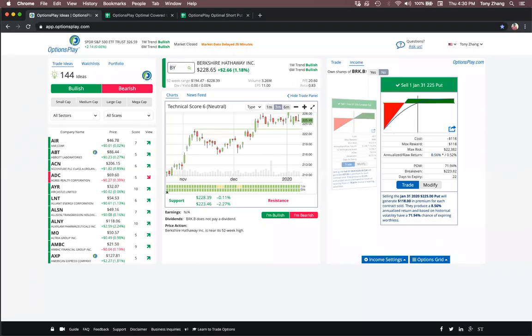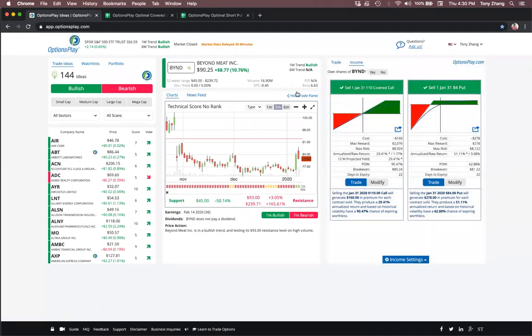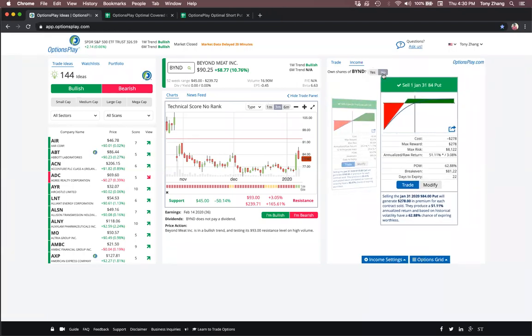So Ed wants to look at Beyond Meat. Now, Beyond Meat's a really volatile stock, currently trading at $90, had a big pop today. I think possibly on the McDonald's news. But let's say we wanted Beyond Meat at $90. So here it's telling me to sell a January 31st $84 put. Now this is further away because this is a much more volatile stock. That's why we've selected a strike at 84 when the current stock is at 90.